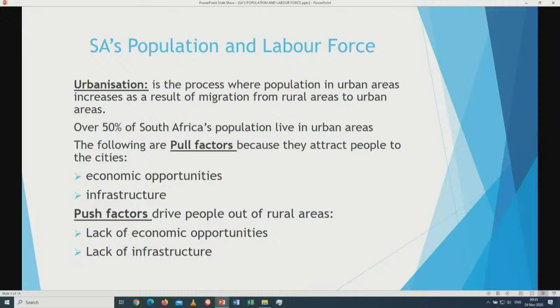Right, so these are the pull factors that pull people to the cities, and the push factors that drive people out of the rural areas in order to go and look for better economic opportunities. Now let's continue to explore this topic further.